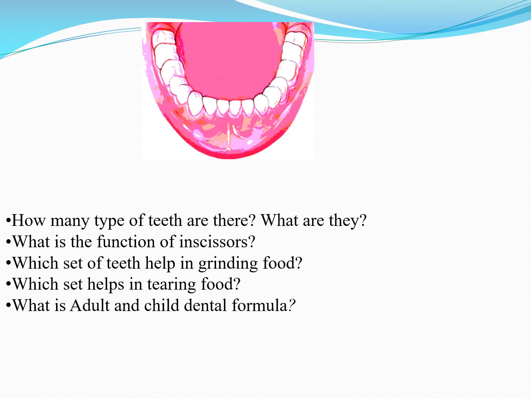Next. What is the adult and child dental formula? Adult dental formula is 2123 by 2123. Total number of teeth is 32. Child dental formula is 2102 by 2102. Total number of teeth is 20. In the case of children, premolars are absent completely.